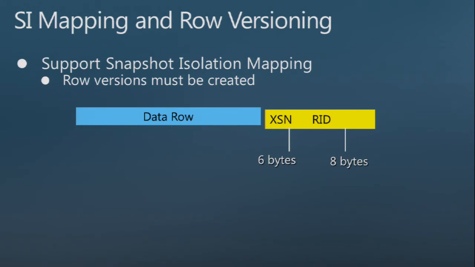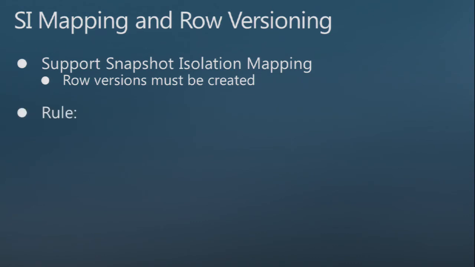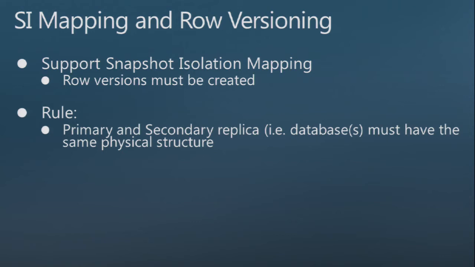Now, since the primary and the mirror, or the secondary replica in this case, I'm using mirror and secondary synonymously, have to be exactly the same physical storage, if I need to add 14 bytes on the row, it has to be added on the primary, because the secondary really cannot make any changes. Secondary is just read-only access. So that means we need to add 14 bytes to the row on the primary.